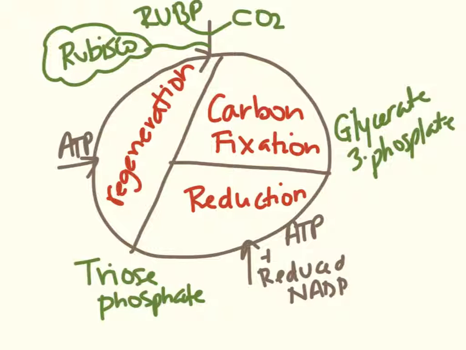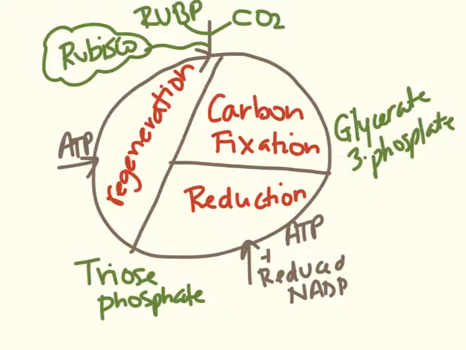So to briefly summarize the Calvin cycle, we have RuBP and carbon dioxide, which are coming together in the presence of the enzyme rubisco, and they are going to generate glycerate 3-phosphate. That glycerate 3-phosphate, in the presence of ATP and reduced NADP that was formed in the light-dependent reaction, are going to reduce the glycerate 3-phosphate and form triose phosphate.